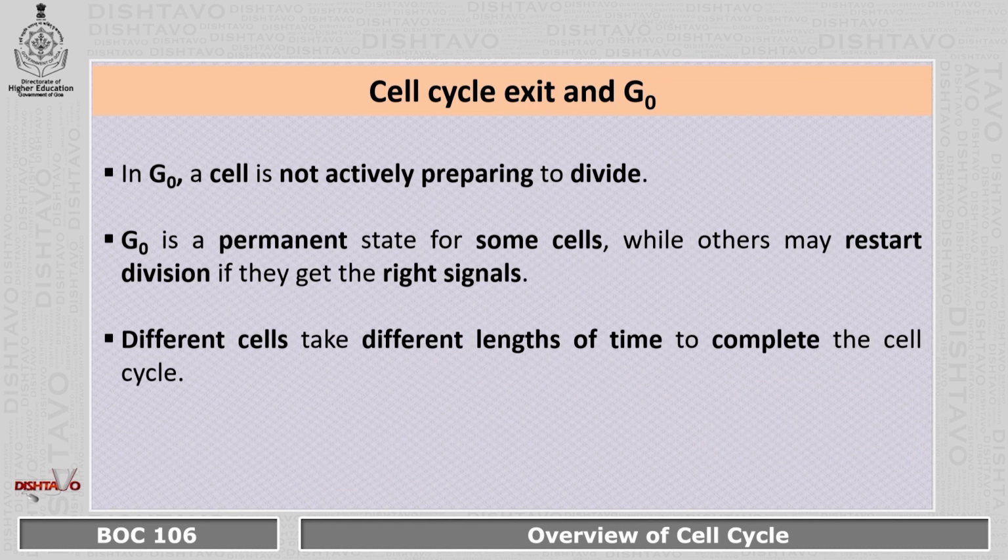In G0, a cell is not actively preparing to divide. G0 is a permanent state for some cells, while others may restart division if they get the right signals. Different cells take different lengths of time to complete the cell cycle.